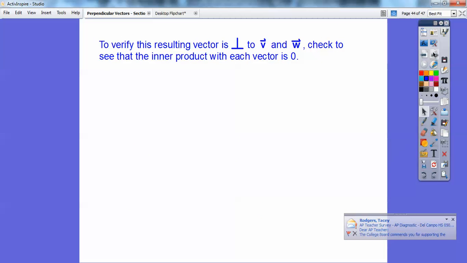I teach AP statistics, so I just got an AP email about upcoming events.